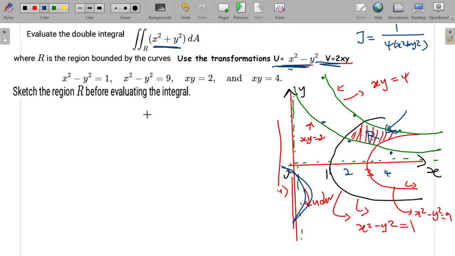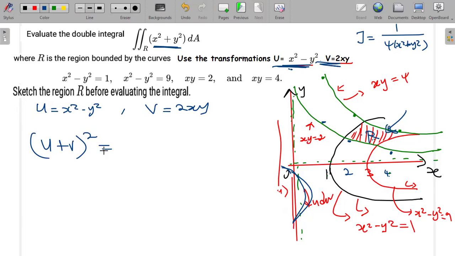Okay, so what we are going to do is that I have u equals x squared minus y squared, v equals 2xy. Okay, so this simply means that I can come up with an expression that is going to help me solve this question. So that expression, I'm going to say, what if I get u plus v, and then I square them? What am I going to get?